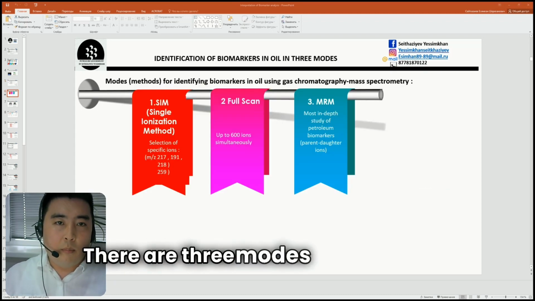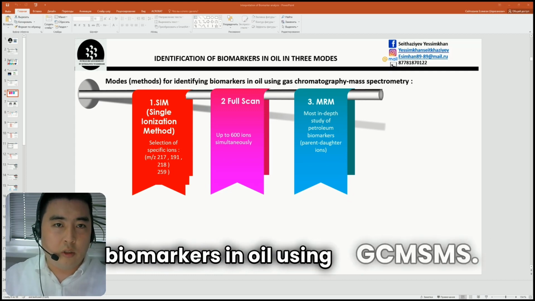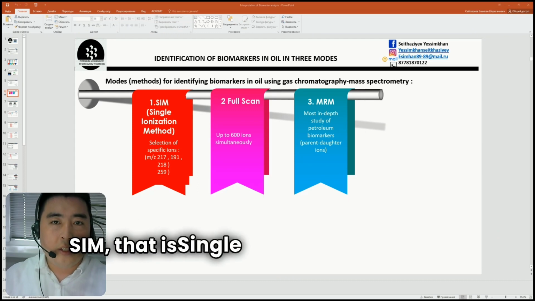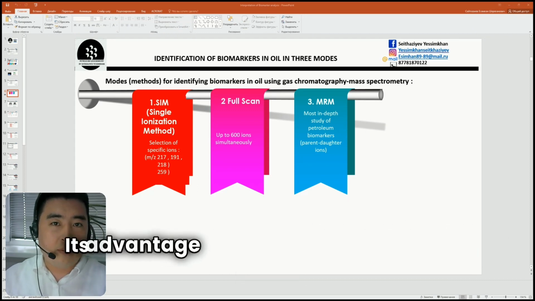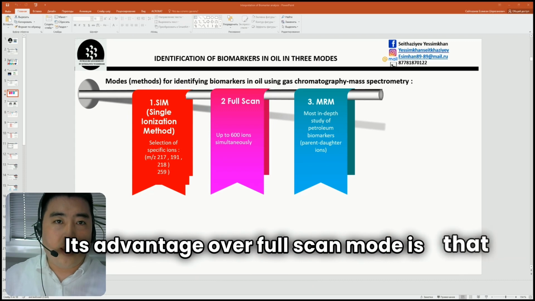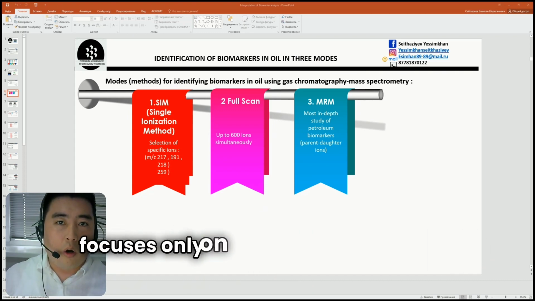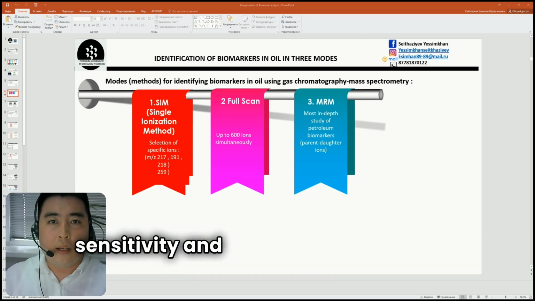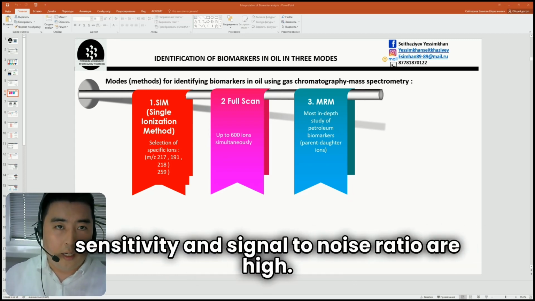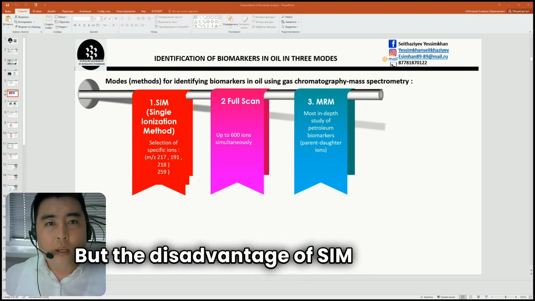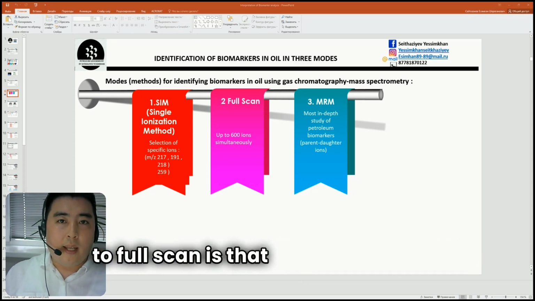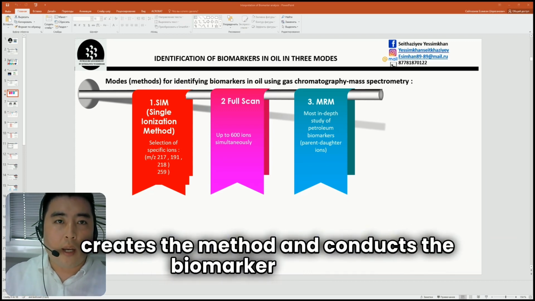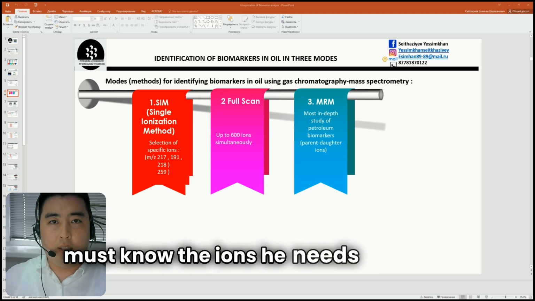There are 3 modes for identifying biomarkers in oil using GC-MS. The first and the most common method is SIM, that is single or selective ion monitoring. Its advantage over full scan mode is that SIM focuses only on the specified ions and therefore the sensitivity and the signal-to-noise ratio are high. But the disadvantage of SIM compared to full scan is that the operator who creates the method and conducts the biomarker analysis must know the ions he needs in advance.